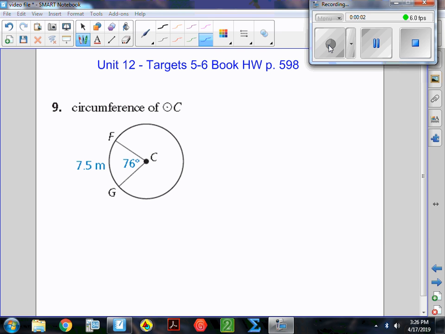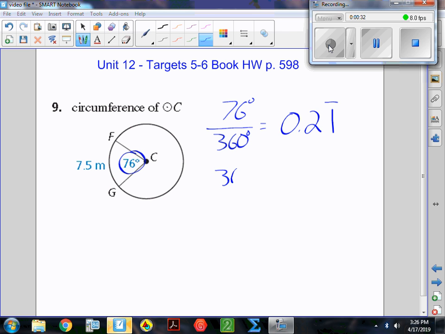Okay, number 9 on page 598, we're finding the circumference. We have the 76 degrees, so a couple of different ways we can handle that is we could say 76 degrees out of 360 degrees gives you a proportion of the circle, a portion of the circle that you're working with. So 76 divided by 360 gives you a nice ugly decimal of 0.21 with the 1 repeating. Okay, so it's about 20% of the circle.